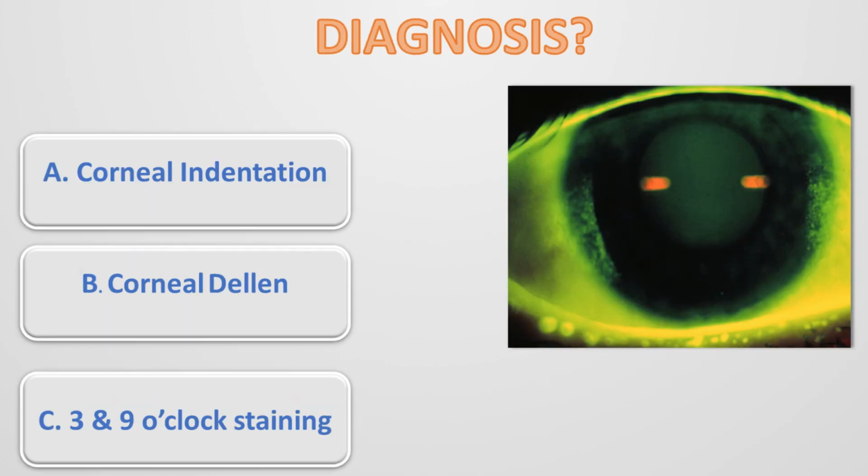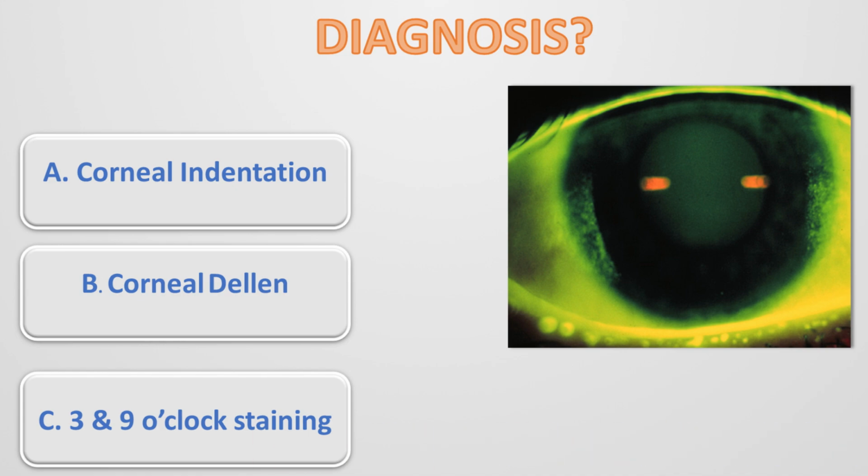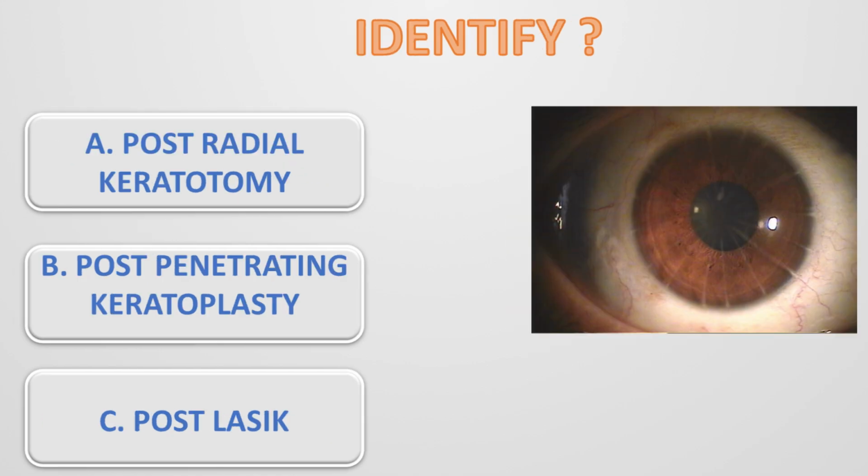Next question. Look at the picture and give me your diagnosis. Options are: A, corneal indentation. B, corneal dellen. C, 3 and 9 o'clock staining. The correct answer is 3 and 9 o'clock staining, which is caused by horizontal drying of cornea and poor RGP lens fitting.